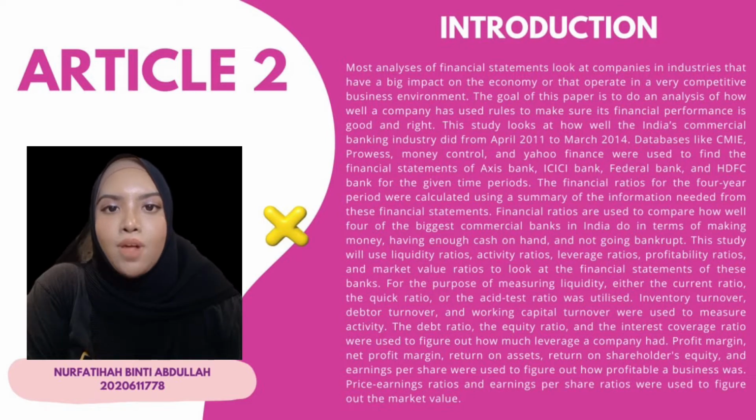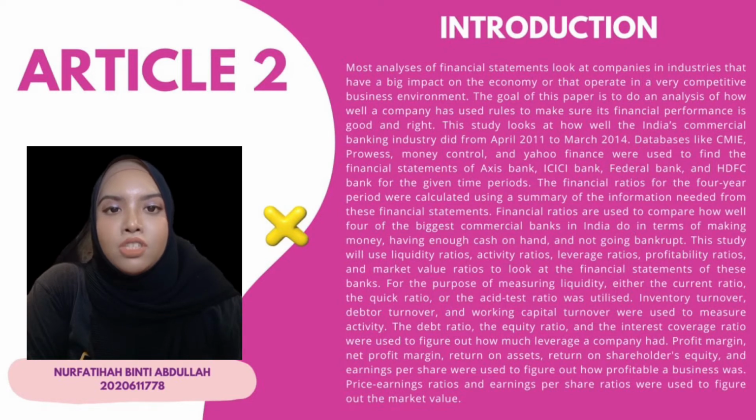This study looks at how well India's commercial banking industry did from April 2011 to March 2014. Databases like CMIE, Prowess, Money Control, and Yahoo Finance were used to find the financial statements of Axis Bank, ICICI Bank, Federal Bank, and HDFC Bank for the given time periods. The financial ratios for the 4-year period were calculated using the summary of the information needed from these financial statements. Financial ratios are used to compare how well 4 of the biggest commercial banks in India do in terms of making money, having enough cash on hand, and not going bankrupt.